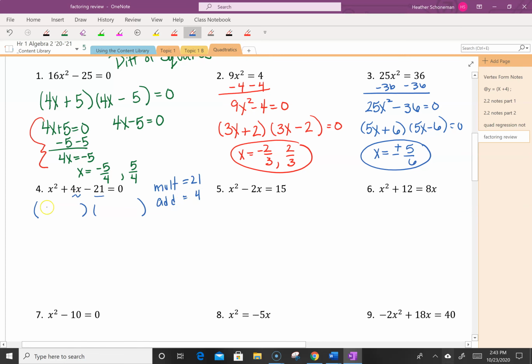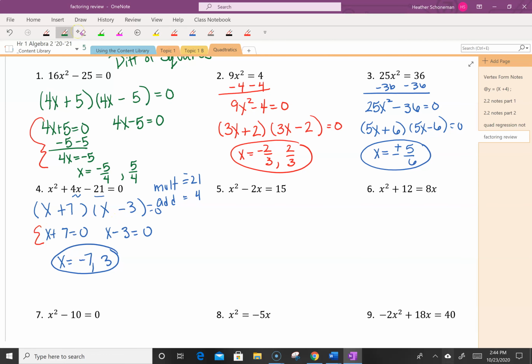Okay, so those 2 numbers, so I'm going to have my x and an x. That's how I get x squared. And then my 2 numbers would be positive 7 and negative 3, because 7 times negative 3 is negative 21, and 7 minus 3 is 4. And this equals 0. So when I solve, x plus 7 equals 0, and x minus 3 equals 0. So x equals negative 7 and 3. Again, this step, not going to necessarily write.